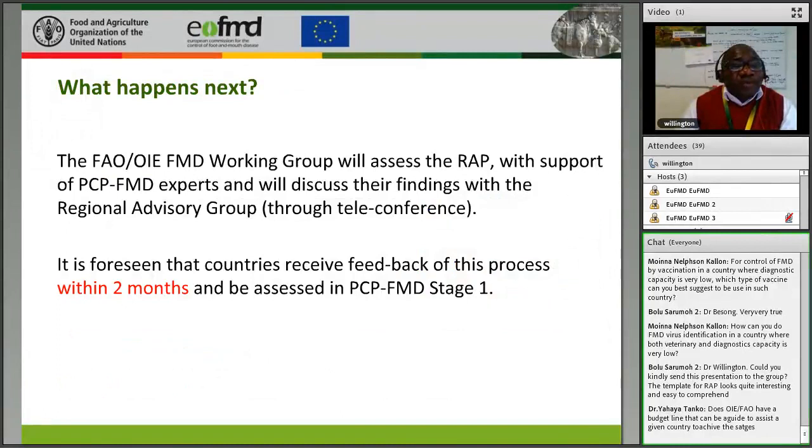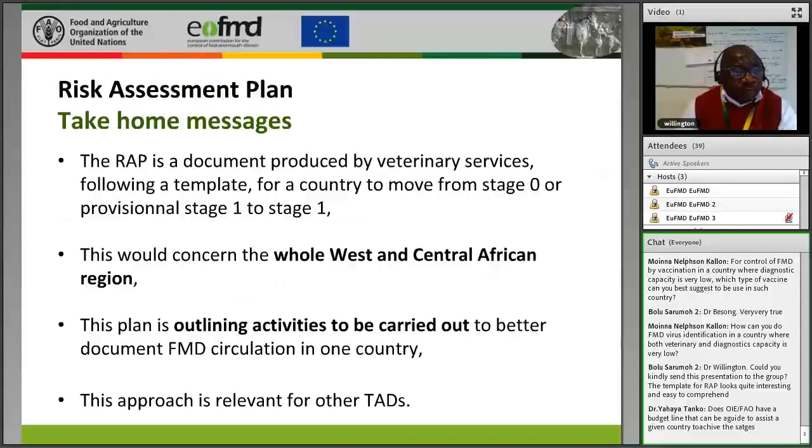So when to submit a risk assessment plan? Anytime you can. Each country is free to submit its risk assessment plan at any time. But for countries that are on the provisional stage on the PCP, they have a limited time of 6 months to fulfill the requirements and actually be placed on the right stage.